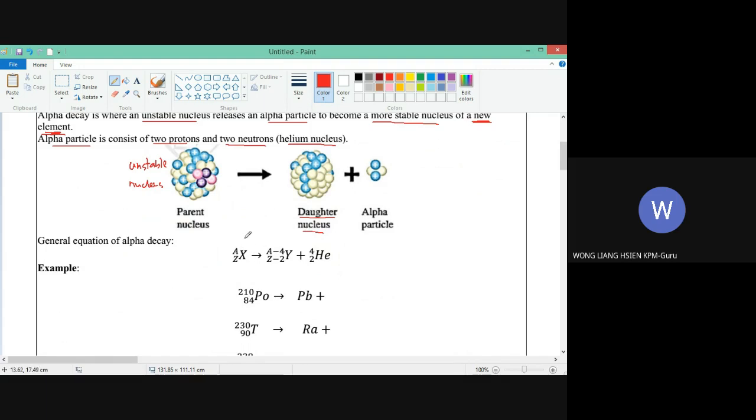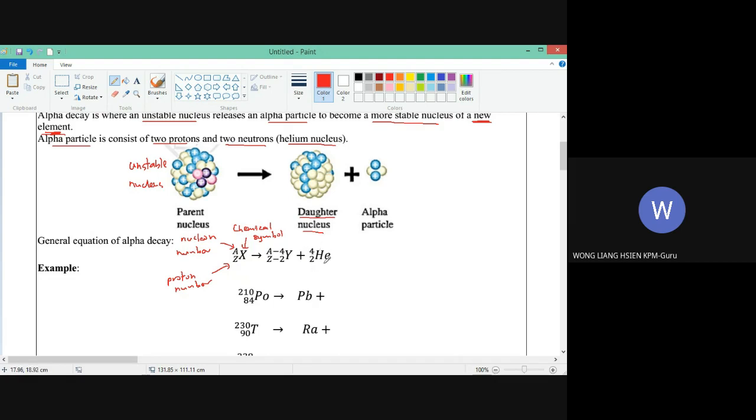This X is the symbol of the element, the chemical symbol. This A is the nucleon number, and this Z is the proton number. This is something that you learn in chemistry. So when this element X undergoes alpha decay, it will emit an alpha particle.